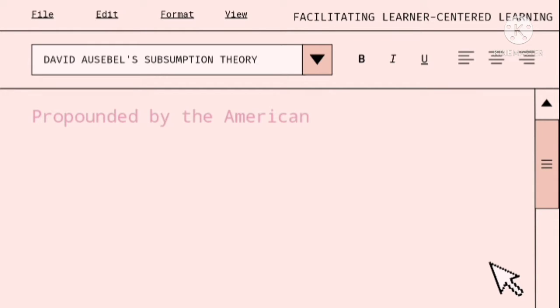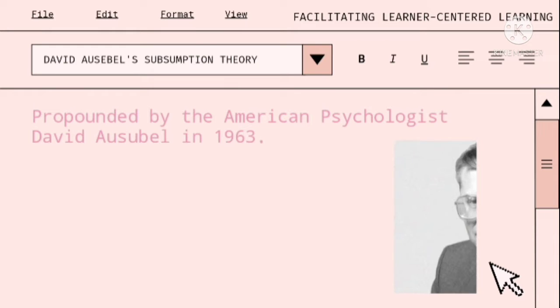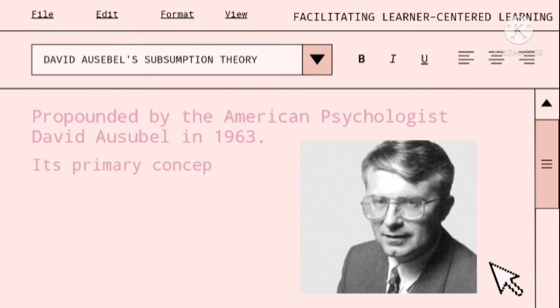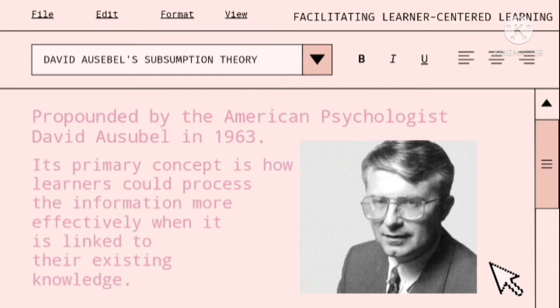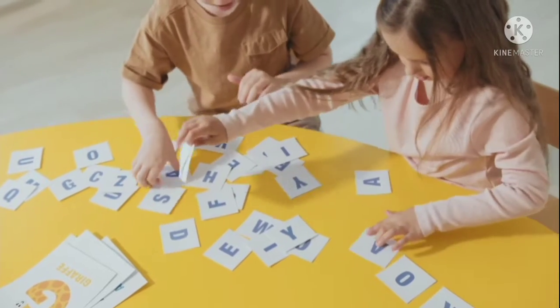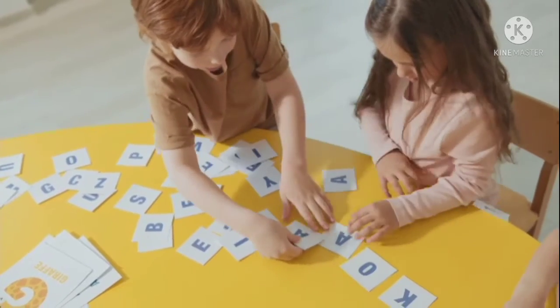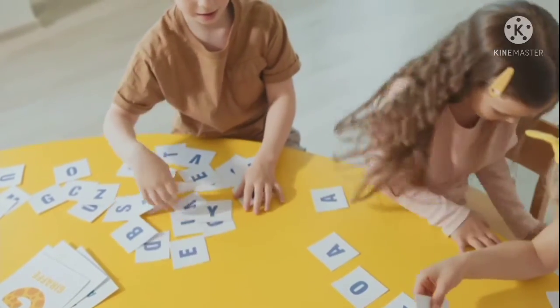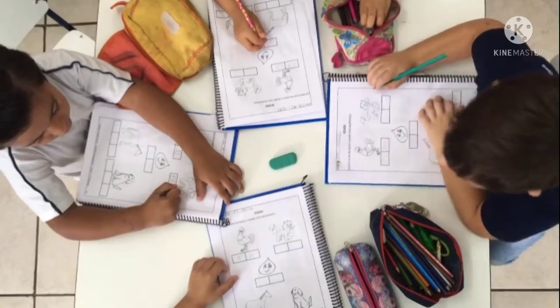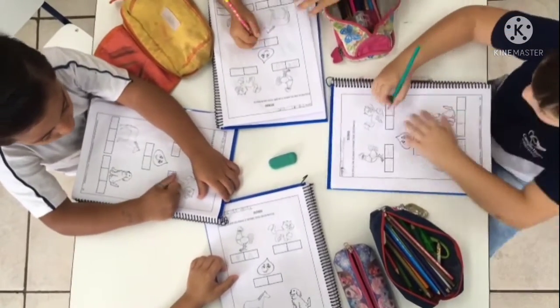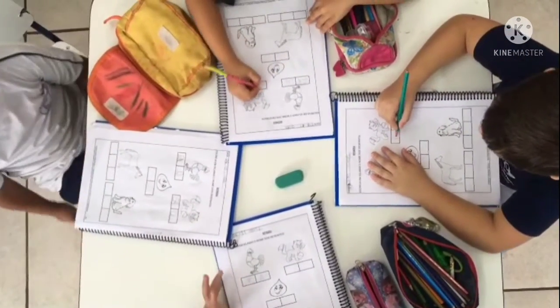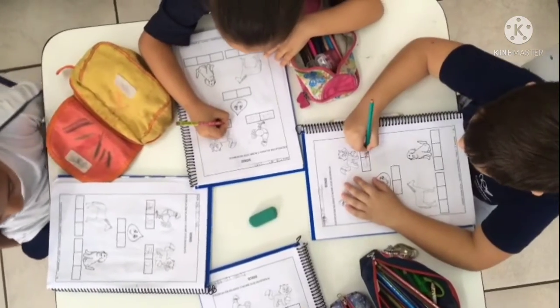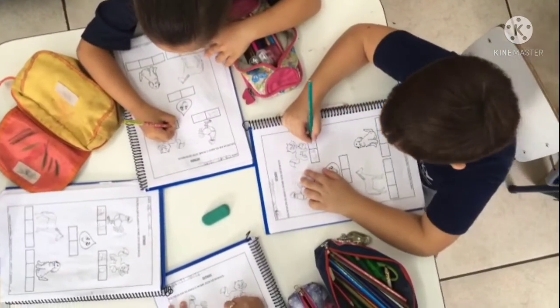Let us discuss the meaningful verbal learning or the subsumption theory. It was propounded by the American psychologist David Ausubel in 1963. Its primary concept is how learners could process the information more effectively when it is associated to their existing knowledge. Rather than developing an entirely new base of knowledge, learners may relate it to concepts that are already existent in their minds. This theory emphasizes the importance of having prior knowledge in order to achieve an effective and meaningful learning.